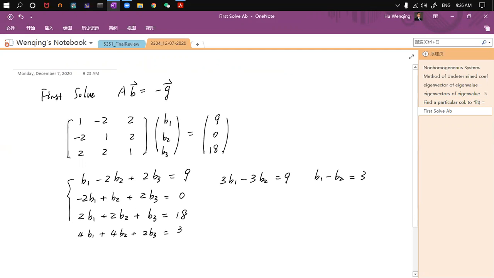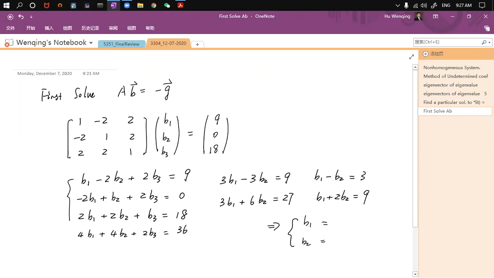So 36, right? Therefore, you subtract this equation from this. So 3 times B1 plus 6 times B2 is equal to 27. So that means B1 plus 2 times B2 is equal to 9. So once you have both equations, it means that you calculated B1 and B2.